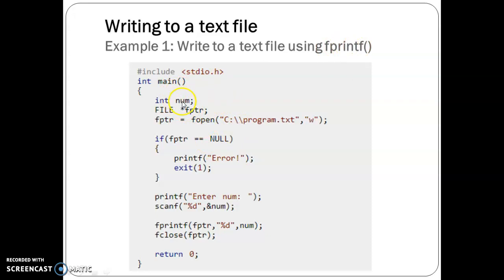First I need to declare num as an integer variable. See, here I have created the file pointer *fptr of data type FILE. Then I'm going to check fptr = fopen. See, here I need to provide the path at which that text file should be created. So here the path is C:/program.txt, comma, w, meaning in write mode I want to create a new file program.txt on the C drive.